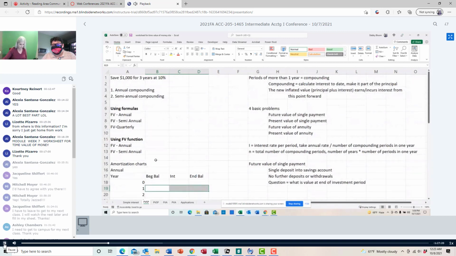Now, using a formula, the formula that we're going to use to calculate the future value is you take the amount and multiply it by 1 plus i to the power of n. This is why I told you about calculating little i and n.